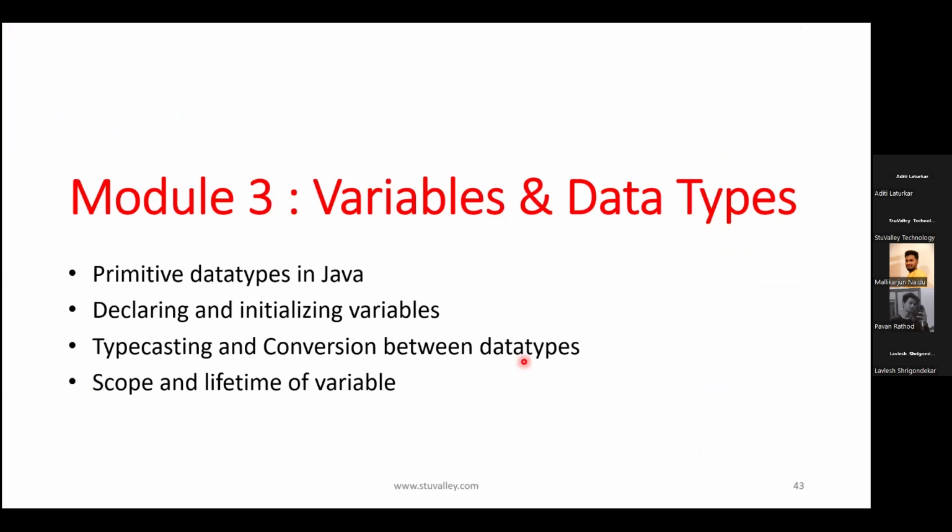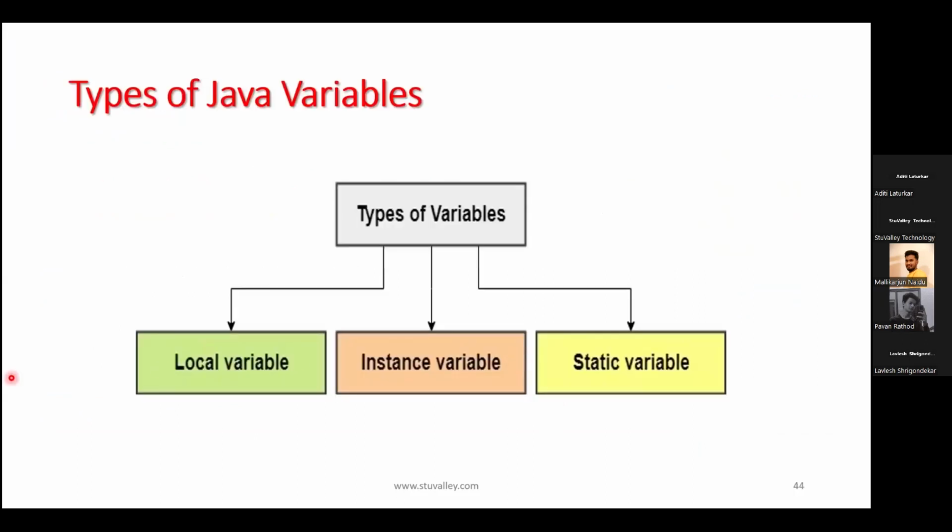Okay. So now we are going to start with your third module, that is variables and data types in Java. We are going to see in detail what the different variable types in Java are. So there are three different types in Java: local variables, instance variables and static variables.